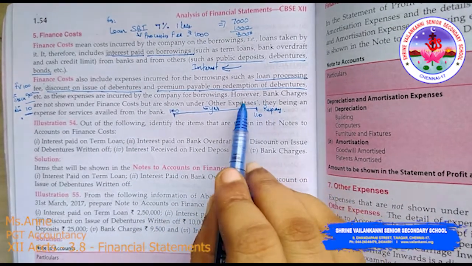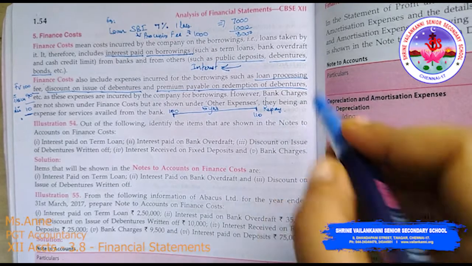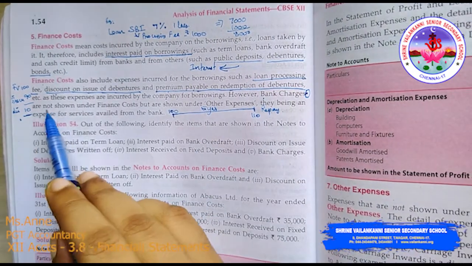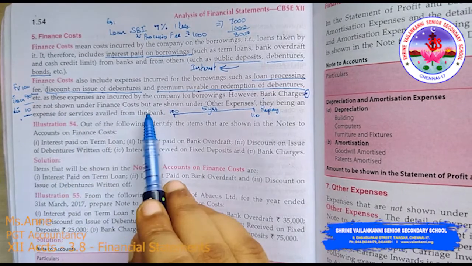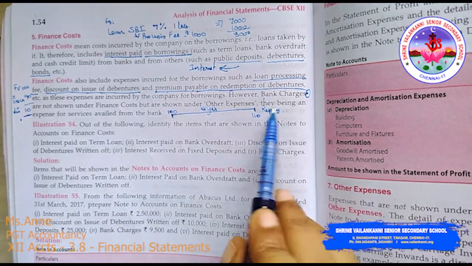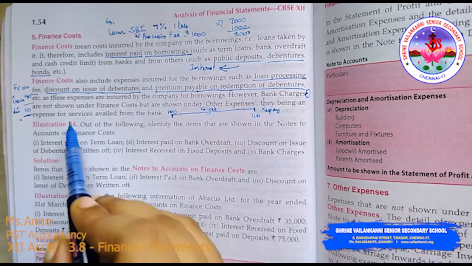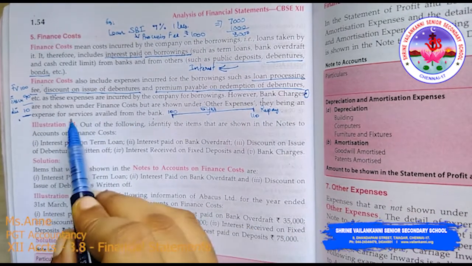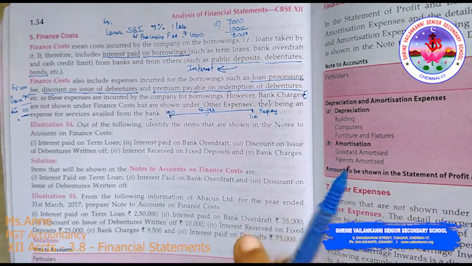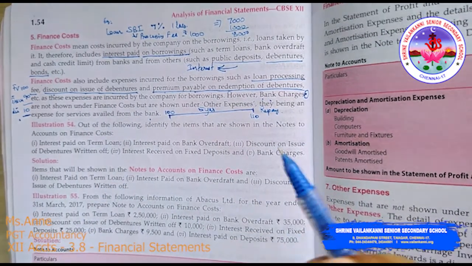Now please note, however, this is very important: bank charges are not shown under finance cost but are shown under other expenses, as they are an expense for service availed from the bank. So bank charges will not come under finance cost. Why? Because you are availing some services.